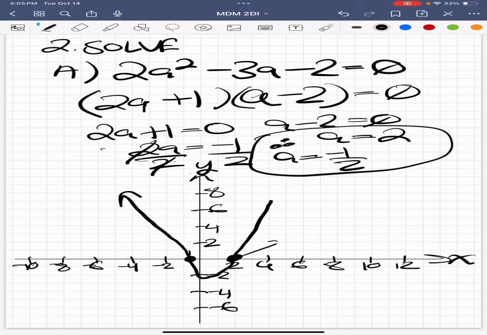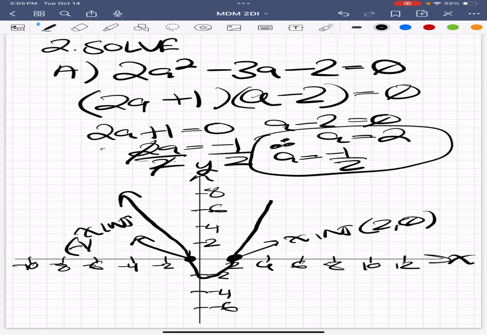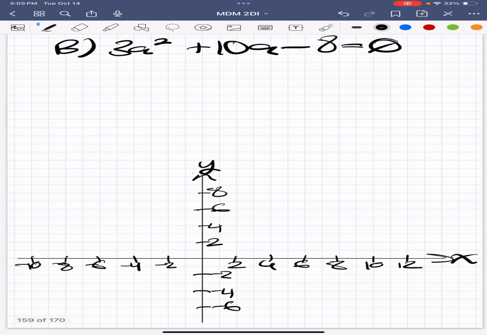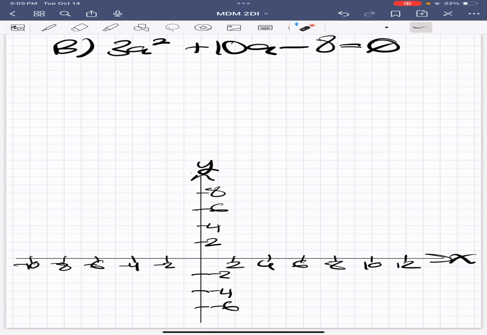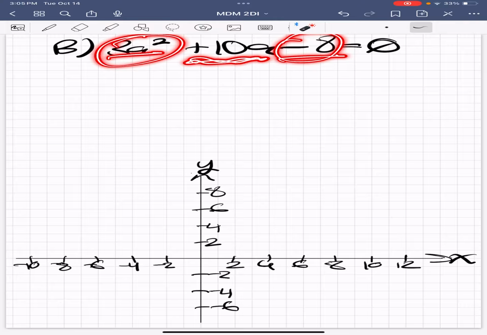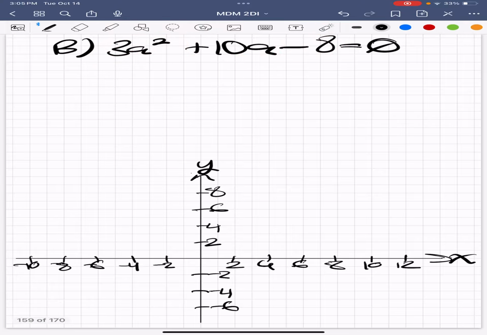Alright, so this would be x-intercept (2, 0), and then that would be x-intercept (-1/2, 0). Moving on. So now we have 3a^2 + 10a - 8. We need two factors that multiply to 3a^2, two factors that multiply to -8, and the middle term must match. So get our brackets ready, equals 0.